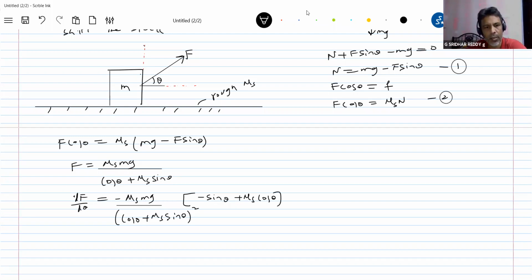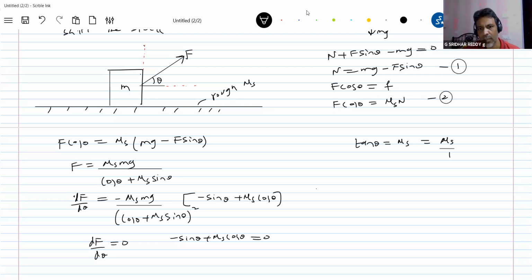So now what is the condition for extremum? dF by d theta, let it equal 0. So equating the numerator part, minus sine theta plus mu s cos theta equals 0. So what is tan theta now? So we'll get tan theta as mu s, or further I can write it as mu s by 1.